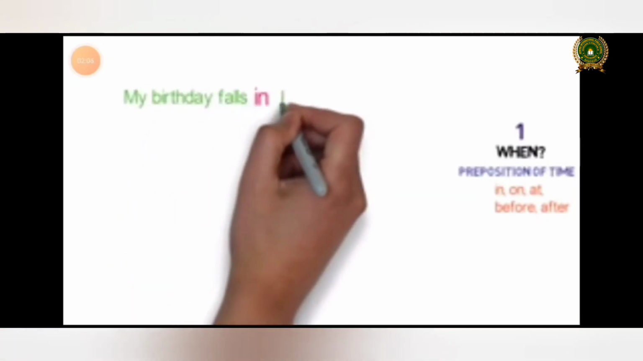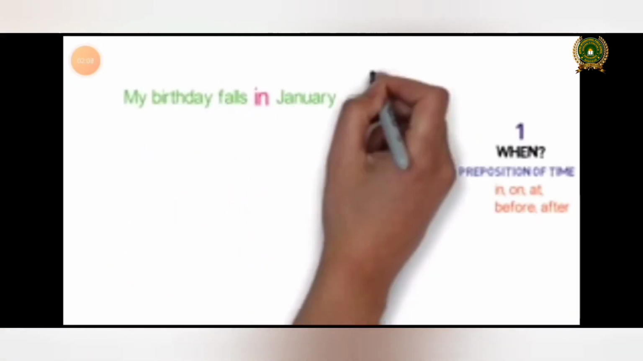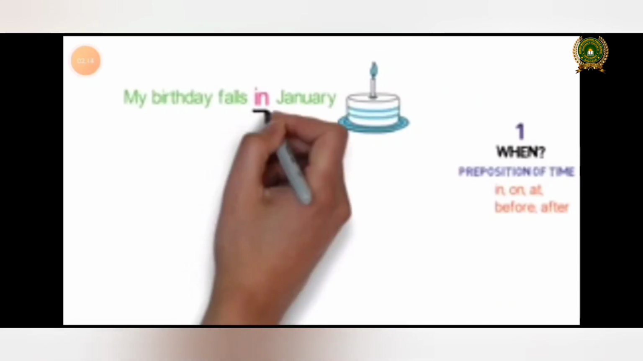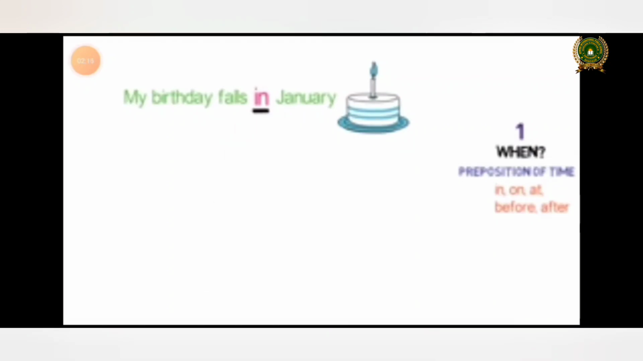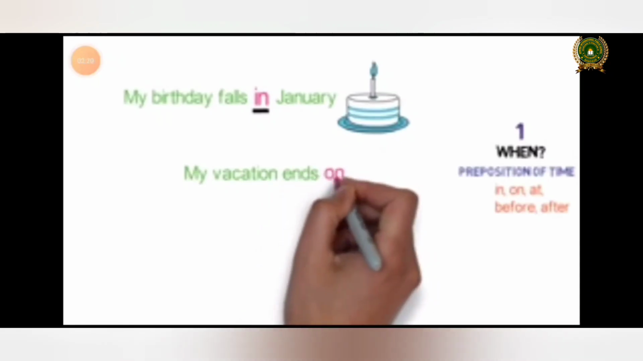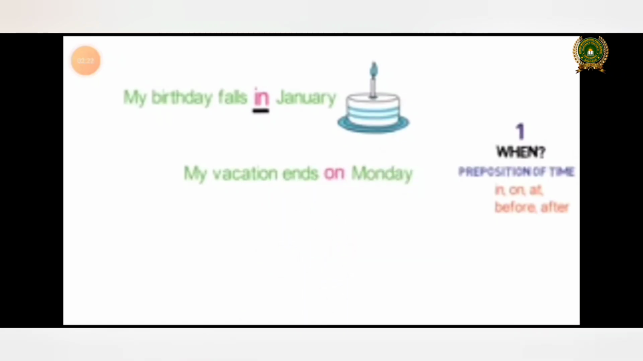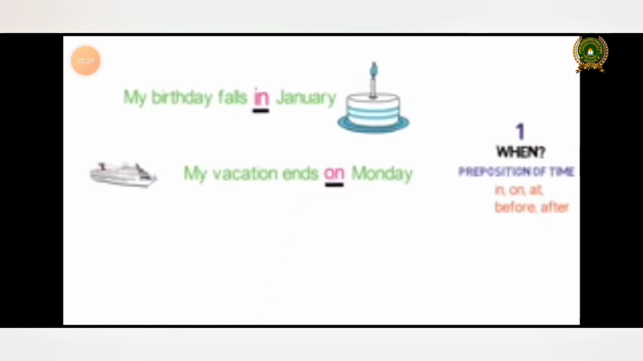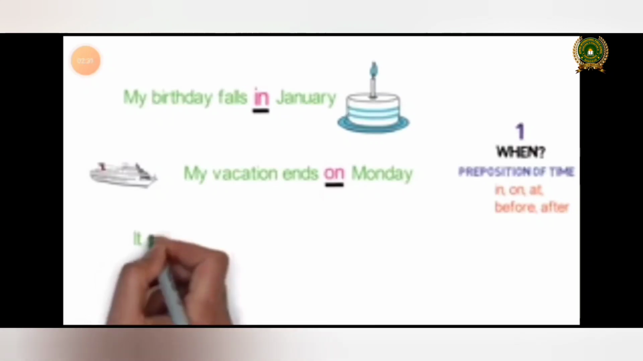Like, my birthday falls in January. Okay, so here in shows time. When does my birthday fall? In January. So in is the preposition of time here. See the next example. My vacation ends on Monday. When does the vacation end? On Monday. On shows time, because it answers the question when. Okay, so this is called preposition of time.